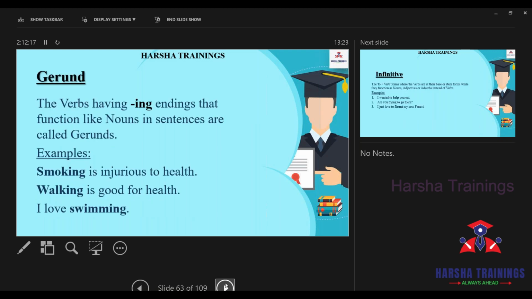Gerund: some verbs can have an ing form at the end, but these function like nouns. They don't act like verbs. Such verbs are called gerunds. Understood? They are actually verbs with ing, but they do not act as verbs. They act as nouns in the sentence. Such verbs are called gerunds.